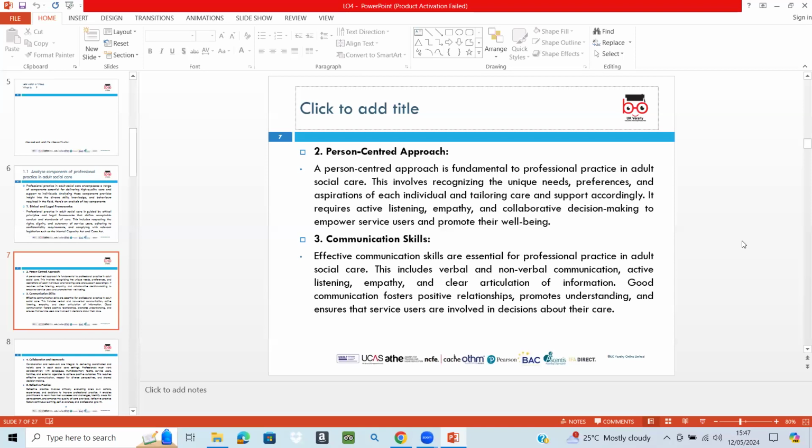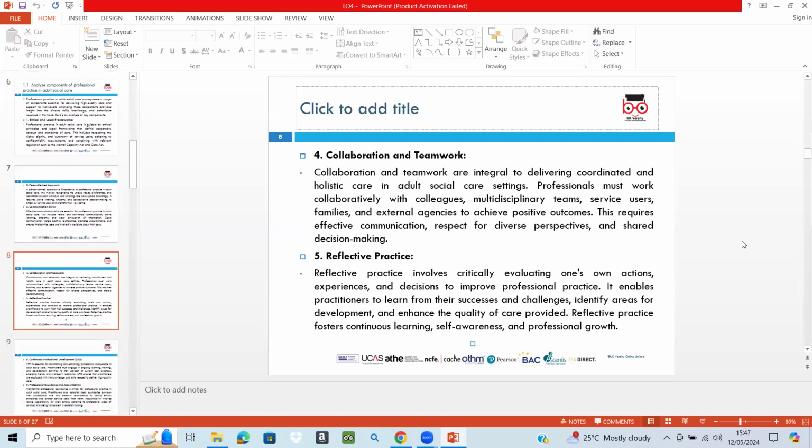This is all about this slide. We move to the next slide, and we have to discuss collaboration and teamwork and reflective practice. Okay, we discussed it yesterday as well, so we'll discuss it again.